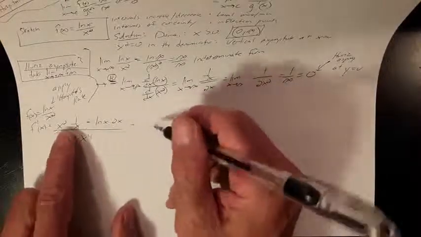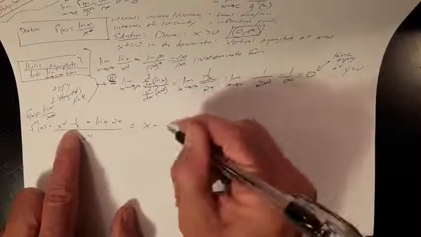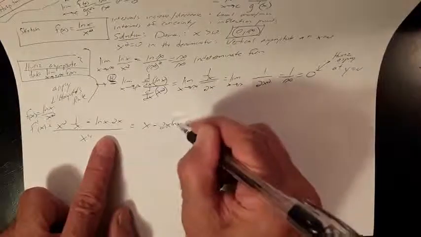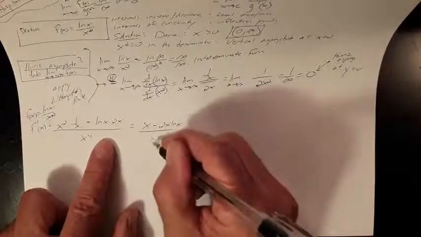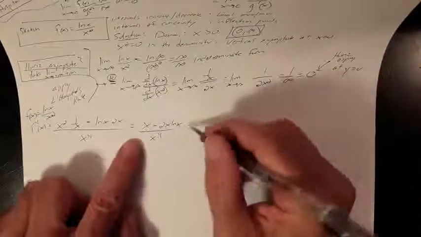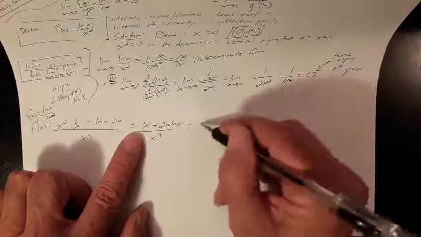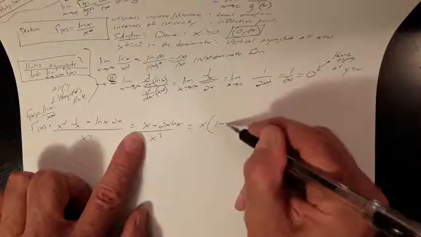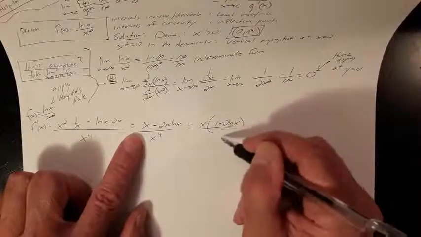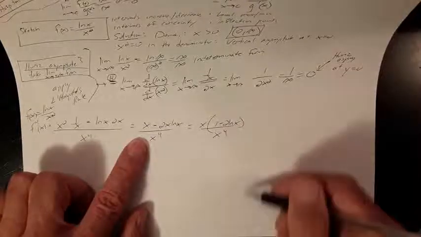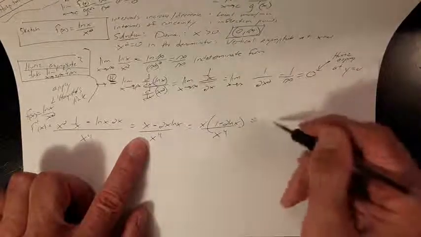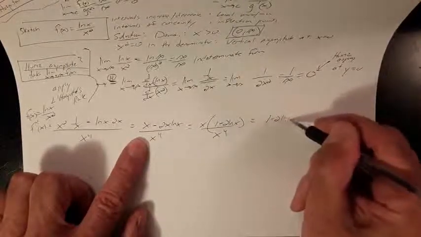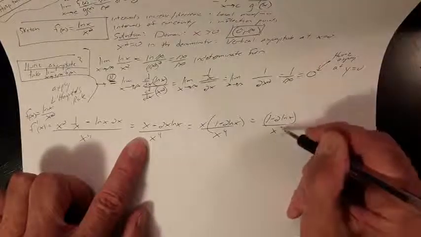So this is x squared over x minus 2x ln of x over x to the fourth. This is x times 1 minus 2 ln of x over x to the fourth. So this is 1 minus 2 ln of x over x cubed. Now there's your first derivative.